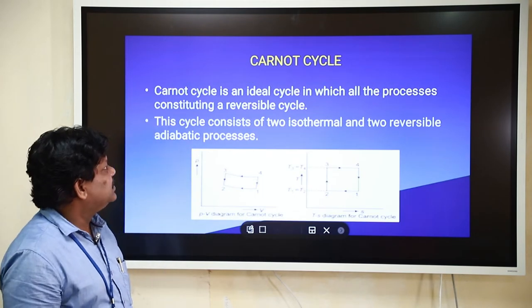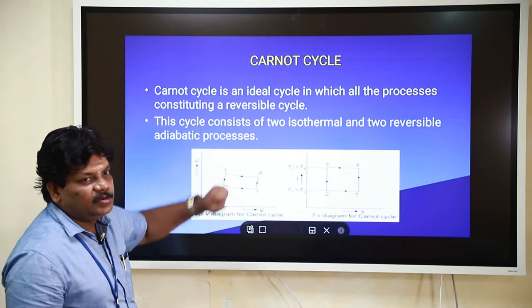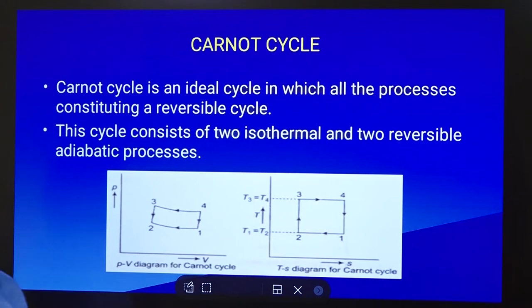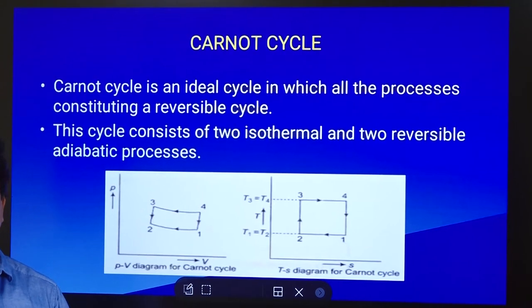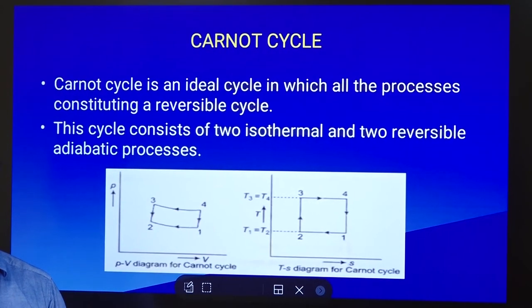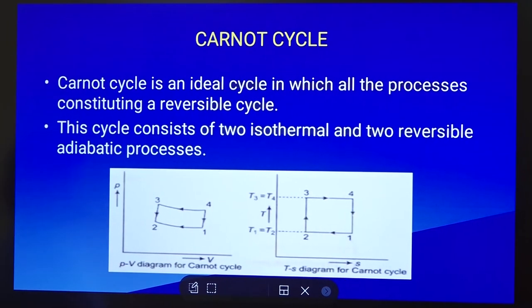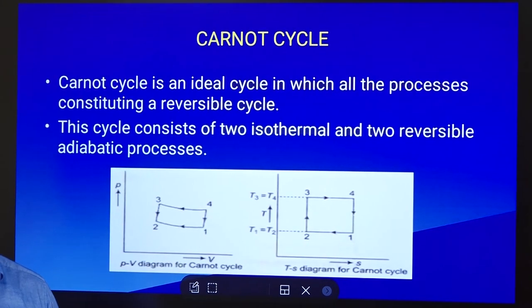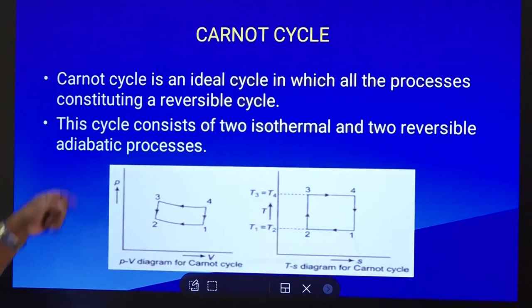And the Carnot cycle, you can see, is an ideal cycle. In this cycle you will get the maximum possible efficiency. When you compare all the other air standard cycles with this Carnot cycle, the Carnot cycle will give the highest possible efficiency. It is not 100%, but it is greater than those other cycles like Otto, Diesel, Dual, Brayton cycles. So the Carnot cycle is an ideal cycle in which all the processes constitute a reversible cycle.